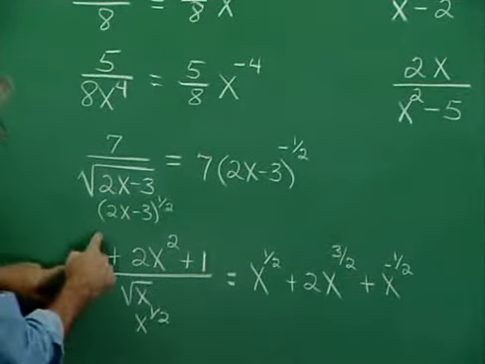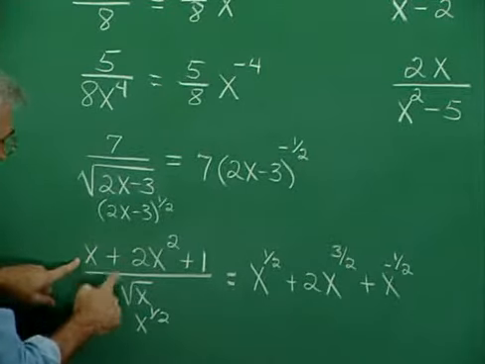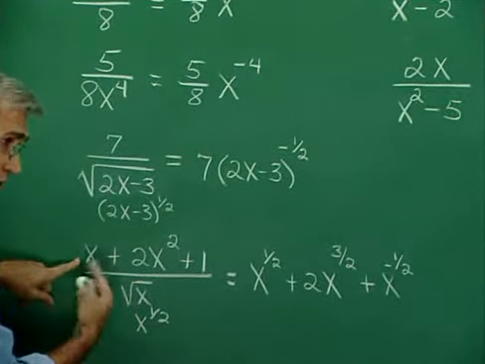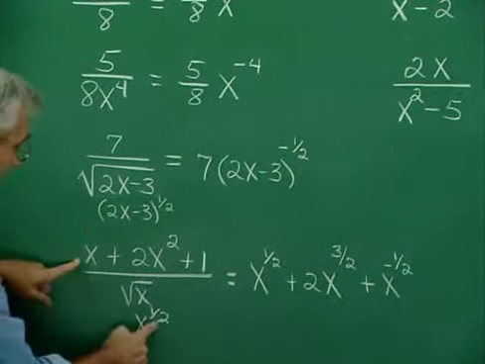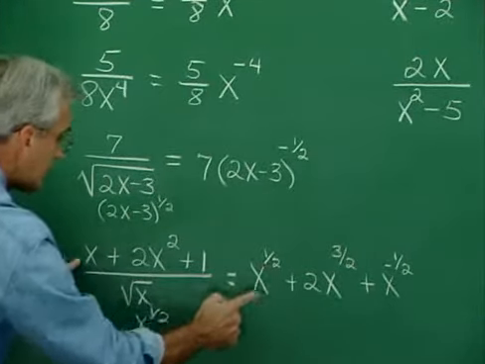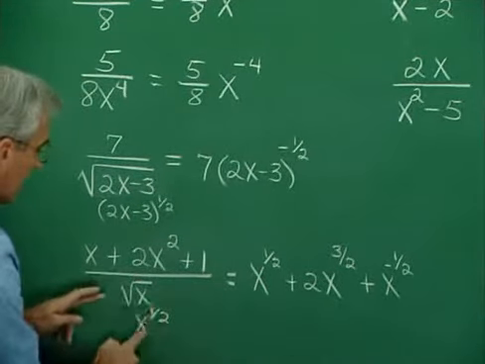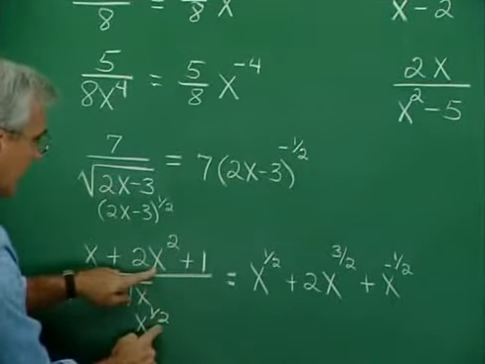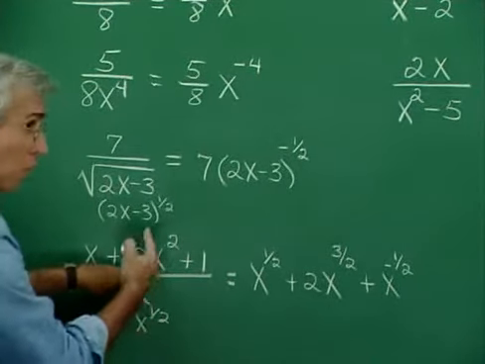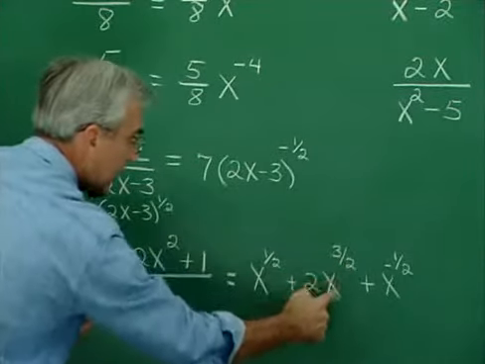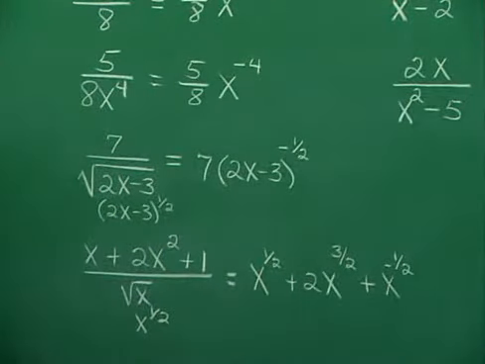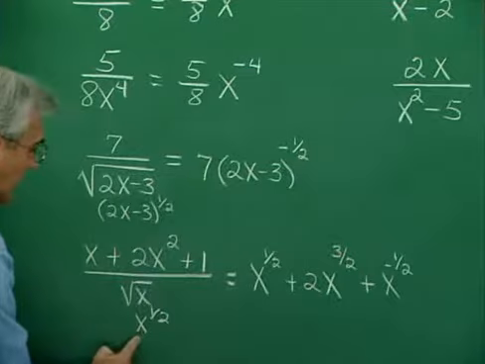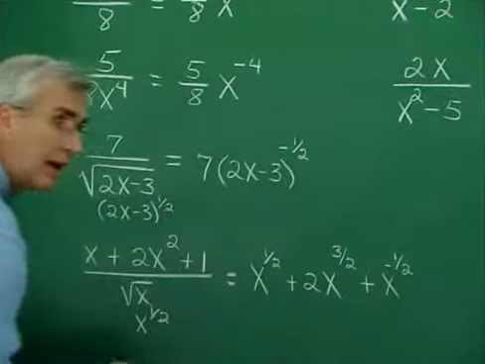This is x to the understood 1. So, and I'm dividing here, so I subtract the exponents. I have 1 minus 1/2, and that leaves x to the 1/2. And here it's the same idea. I'm dividing into this term, so it's x to the 2 minus 1/2, which is x to the 1 and 1/2, or x to the 3/2 for that particular factor. And then 1 over x to the 1/2 is x to the negative 1/2.